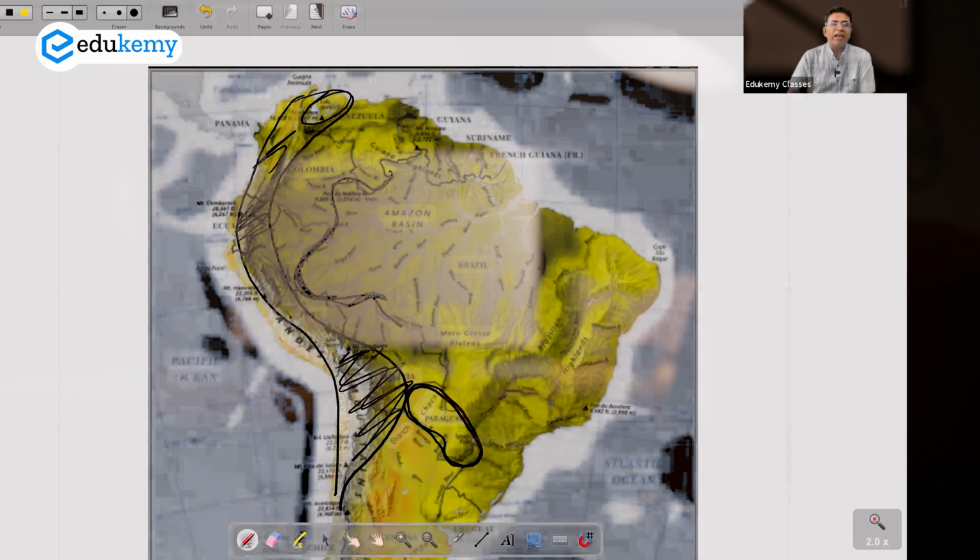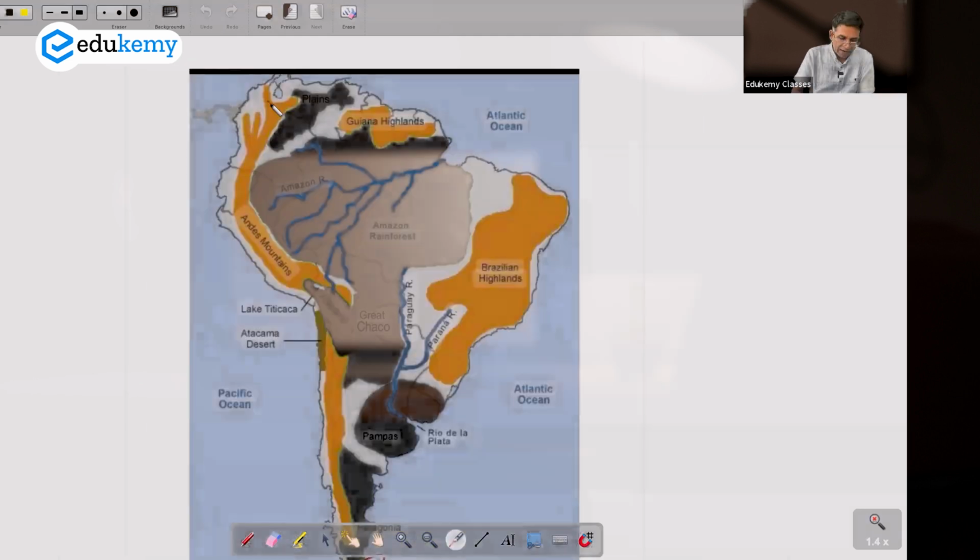This is even more clear if you look at this particular diagram. Andes mountains are here. This is Venezuela. This is part of Colombia. Come down, we have Ecuador. And this is part of Bolivia. And Paraguay is here. This Paraguay River, Paraguay Basin.